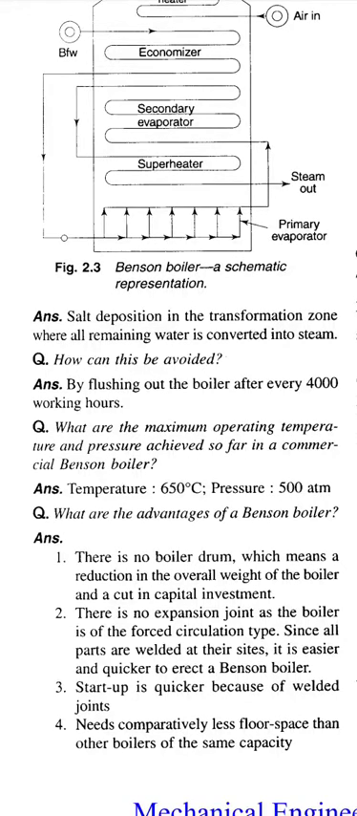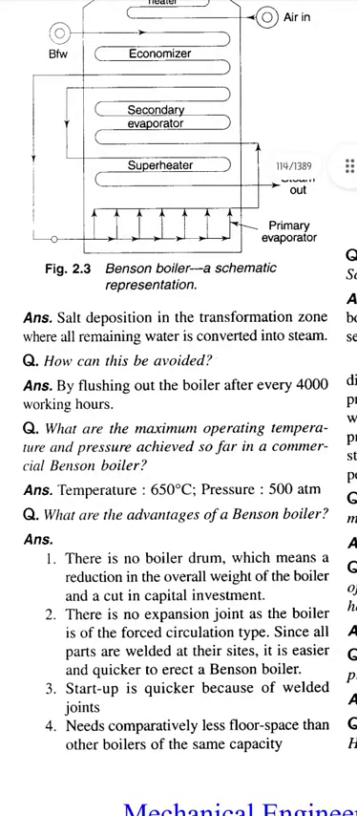Question: how can this be avoided? Answer: by flushing out the boiler after every 4000 working hours. Question: what are the maximum operating temperature and pressure achieved so far in a commercial Benson boiler? Temperature 650 degrees Celsius, pressure 500 atmosphere pressure.